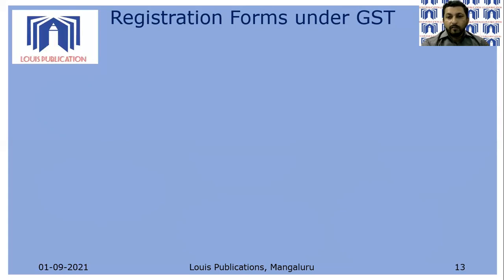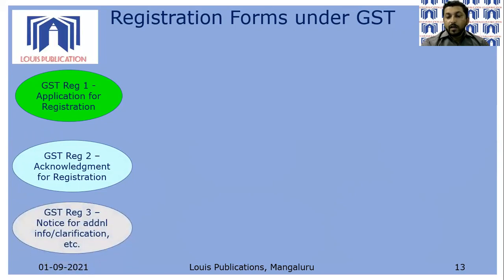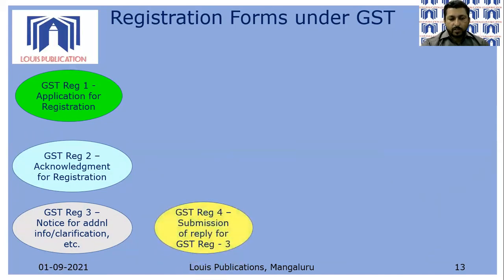As I mentioned, there are around 30 forms, but we will take only around 9 to 11 forms. So GST REG 1 is the application for registration. REG 2 is the acknowledgement for registration. REG 3 is used if any additional information, clarification, or add-on information is required. In online mode, GST REG 3 will be available on the site of that particular applicant, asking for more information. Then GST REG 4 is for submission, replying to REG 3, giving the additional information required and filling in all those details.